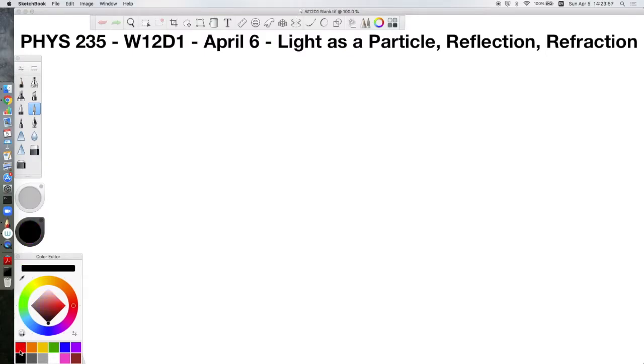So to begin with reflection, we're going to begin with the law of reflection, which states that when light bounces off of a surface, the angle of incidence equals the angle of reflection.